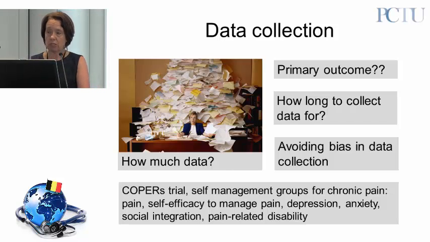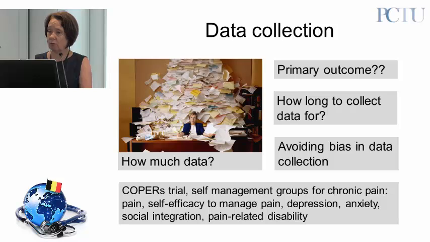So we decided to measure various things, and I haven't got the whole list here, but things like depression, anxiety, social integration, and pain-related disability. The question was, which one of these should be our primary outcome? Which one of these would really help decision makers to make a decision about whether to introduce this intervention or not? So we went for pain-related disability. That was the one that we chose. We thought that was the one decision makers would say, well, if people can do more after this intervention than they previously could, then perhaps we will introduce this intervention.